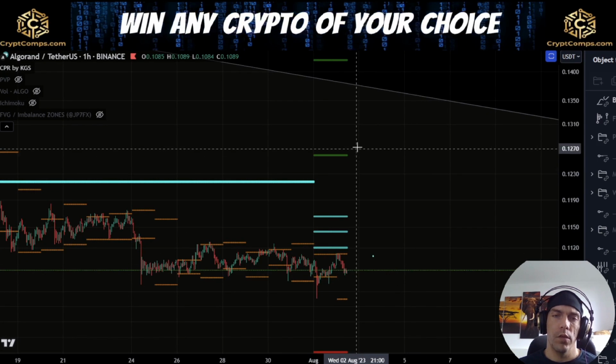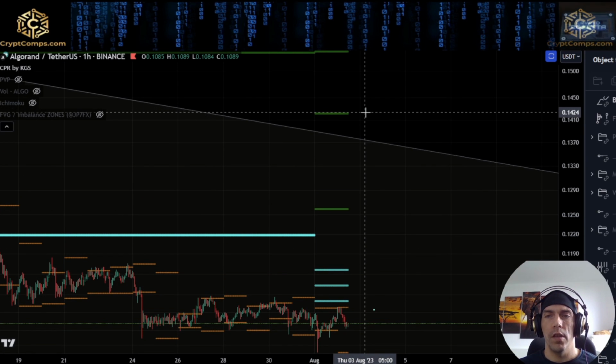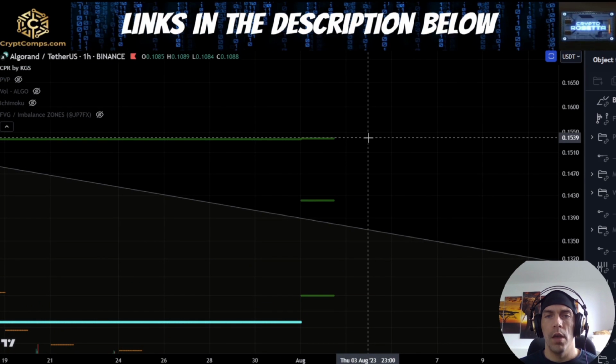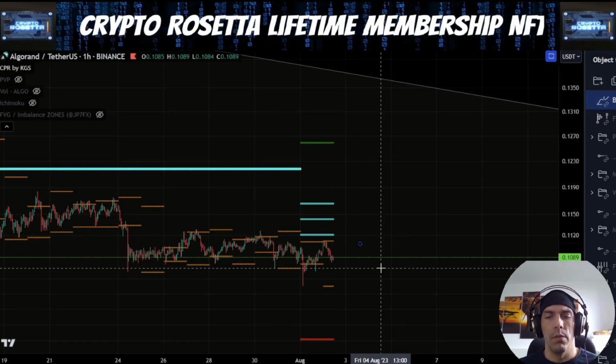If we do see price starting to break to the upside here, however, targets that we could be looking for is this 1260. We have this 1422. And we have this level here of this 1537 as possible upside targets for this month.